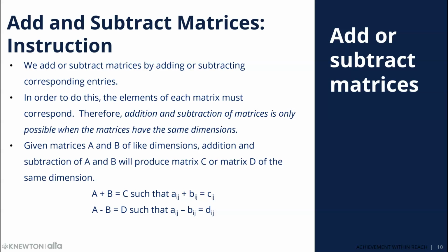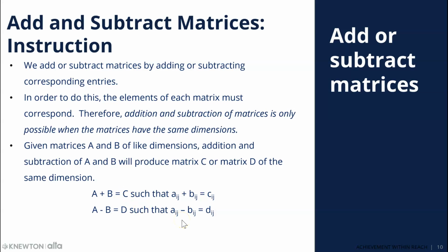Therefore, if you're given two matrices A and B of like dimensions, then addition and subtraction of A and B will produce matrix C or matrix D, in this case, with the same dimension. And how do you do that? How do you get the sum of the matrices? You just add corresponding entries. So you would add the ijth entry in matrix A to the ijth entry in matrix B, and that will give you the ijth entry in matrix C.